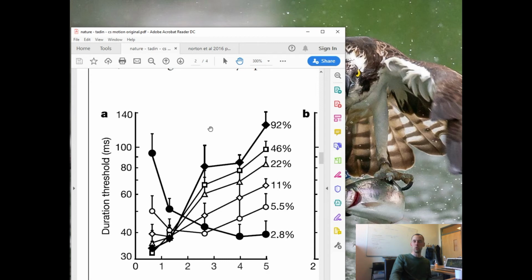This is a paper by Duje Tadin. He's a guy who went to Vanderbilt. He studied under Randy Blake. Randy Blake is the guy who wrote the textbook that you guys read for your vision chapters earlier in the year, Blake and Sekuler. So this is a very good research group here.